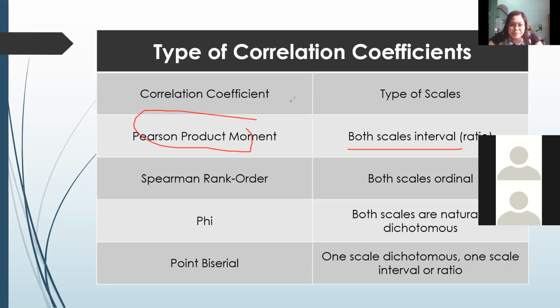And then, we have the phi, or actually I don't know how to pronounce it, the phi or the phi. But we use this one if both scales are naturally dichotomous. Pag sinabing dichotomous is kanang gi-categorize sila into two.